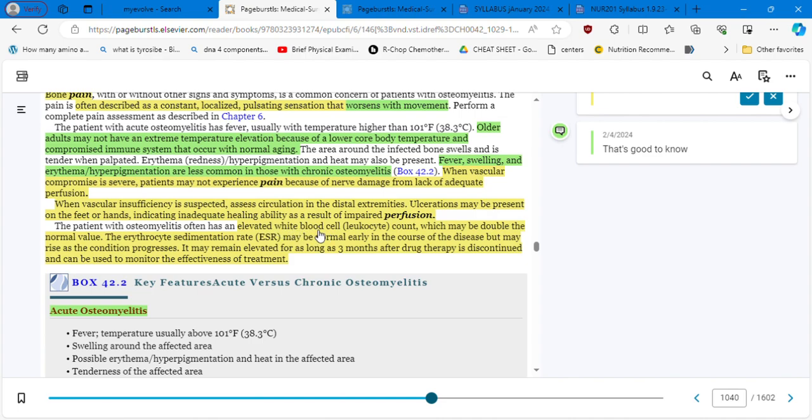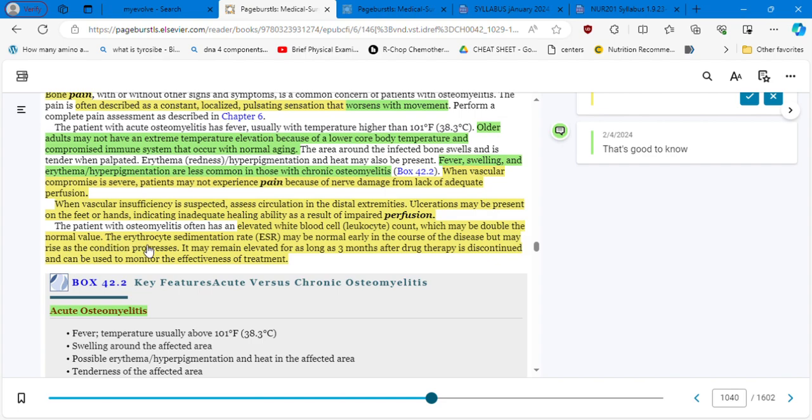Elevated white blood cells, leukocytes count is going to be found in the blood work, which may be double the normal value. Okay, so if your normal white blood cells are 4 to 11, it's not difficult to think you're going to see WBCs on 31, 40.